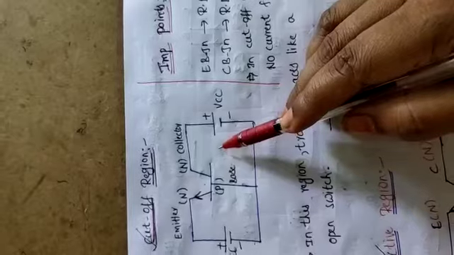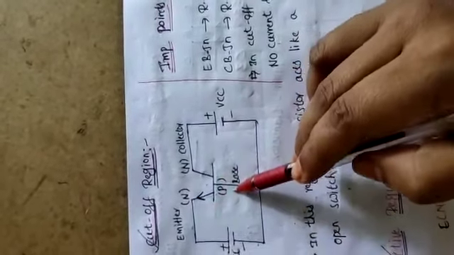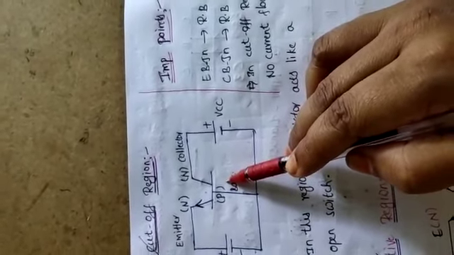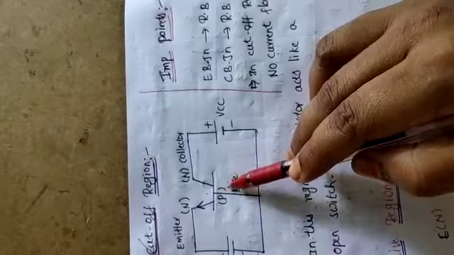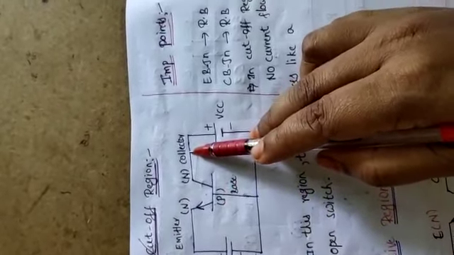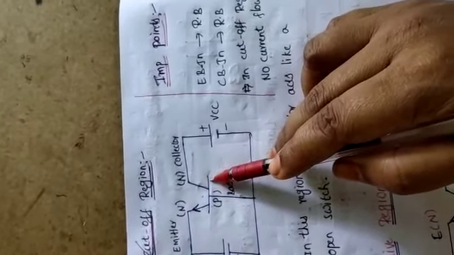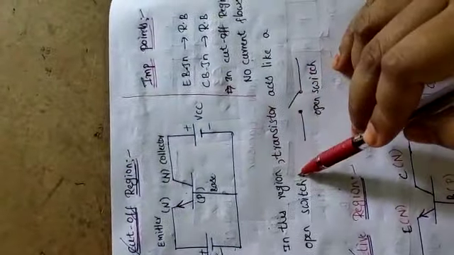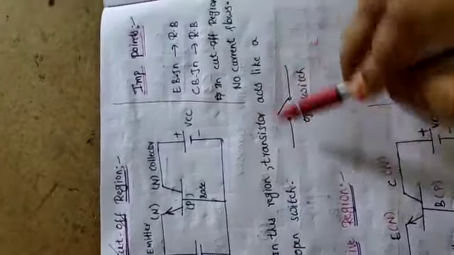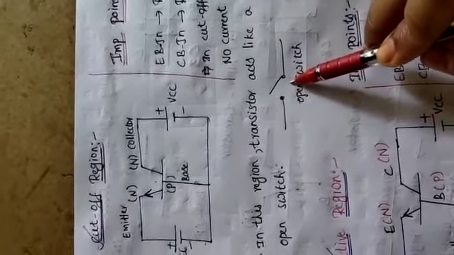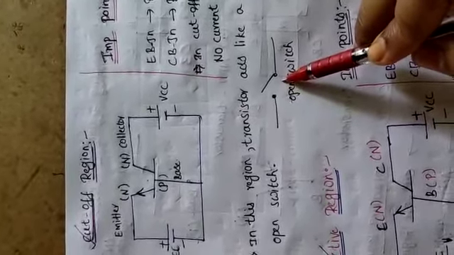In a similar way, here both the emitter base junction and collector base junction are in reverse bias condition, so there is no movement of charge carriers from emitter to collector. So there is no current; we can say in cutoff region the current is 0. In this region the transistor acts like an open switch. In open condition the current is 0, we know that. So the transistor acts like an open switch in cutoff region.